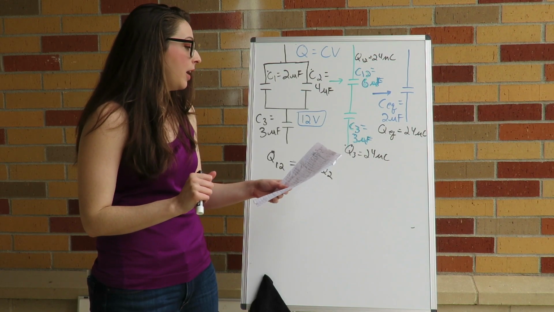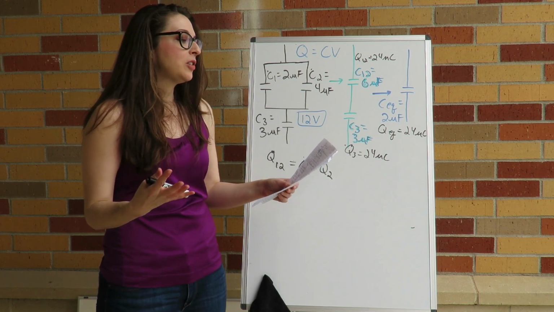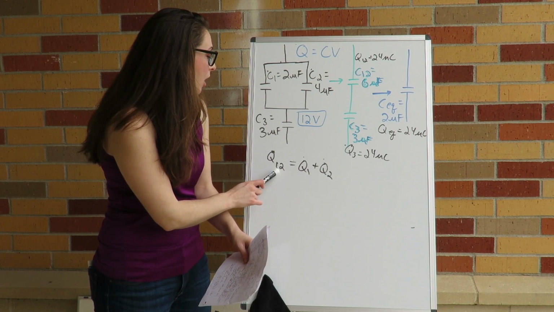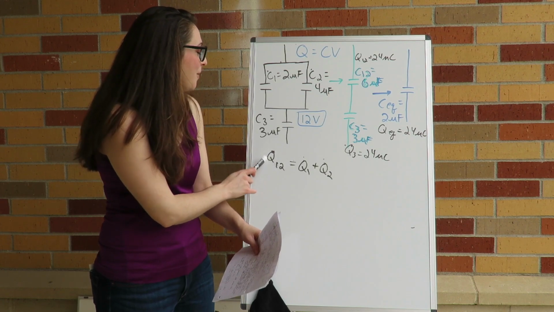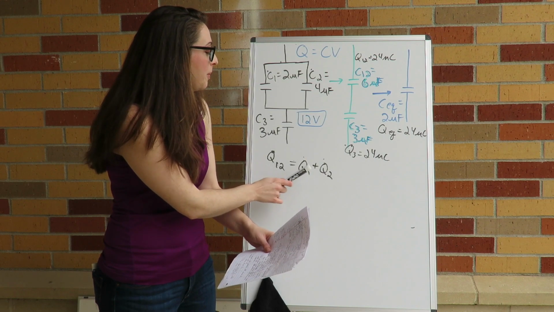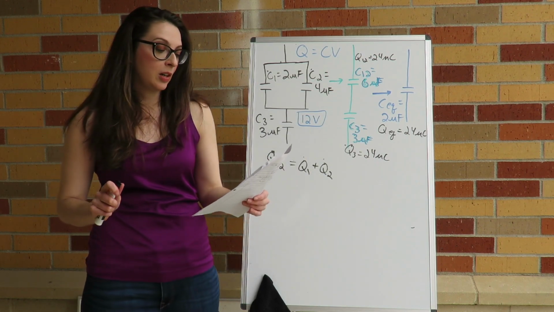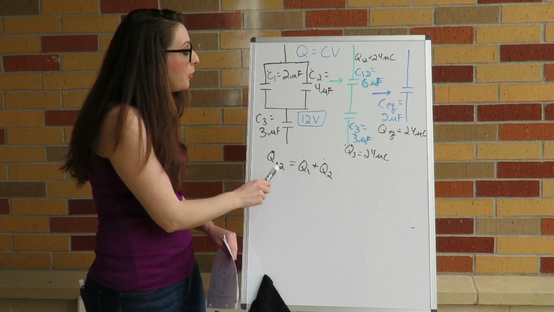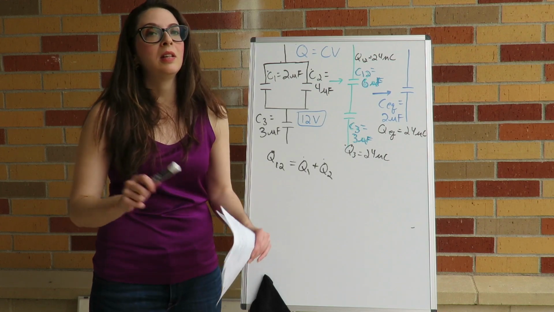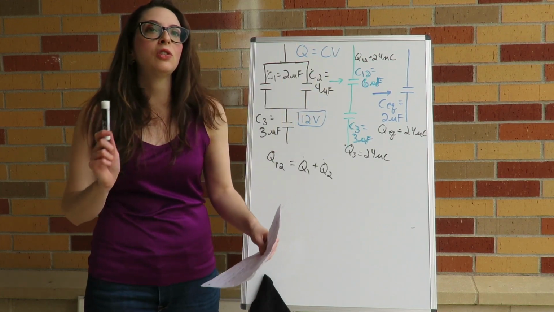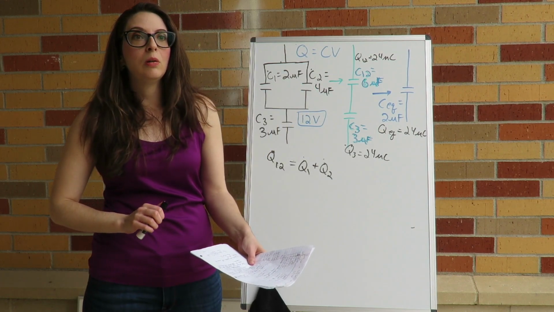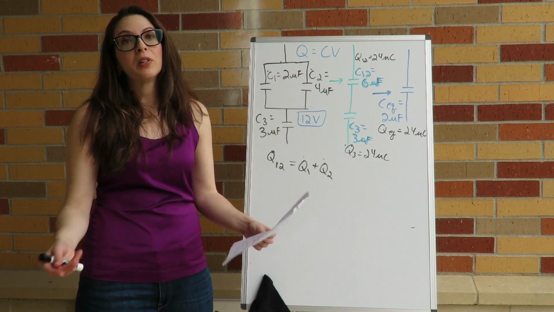These capacitors are in parallel, and when we have capacitors in parallel, their charges add together. So we have the charge on our equivalent capacitor, Q12, has to equal the charge on capacitor 1 plus the charge on capacitor 2. So we think about what goes into calculating this charge. We know the capacitance for each of our capacitors, but we don't know the potential difference across them. So before we can get the charge on C1 and C2, we need to think about the potential differences across them.